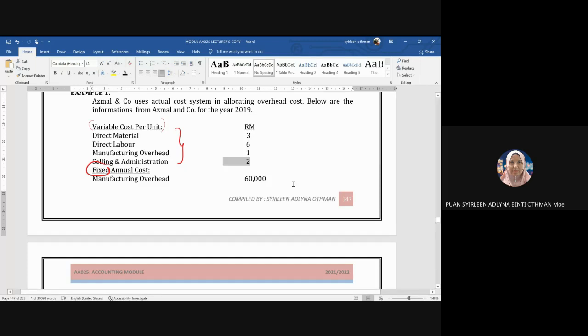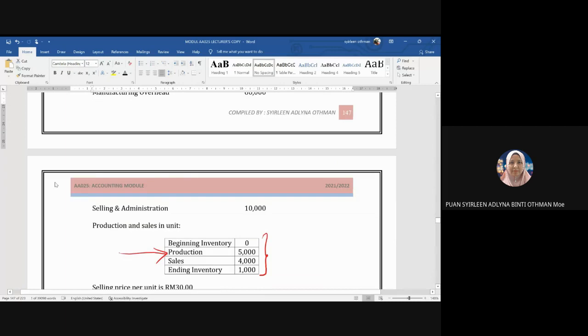So jangan pergi campur pula RM2 ni ya. Walaupun dia masuk dalam variable cost, dia bergerak ikut sales unit, sebab dia under selling and admin. Tapi variable direct material, direct labor, manufacturing overhead, which is your variable manufacturing overhead, yang itu dia masuk dalam product cost dan dia adalah variable cost sebab dia bergerak ikut unit produce. Okay, so the cost driver are different. Kena faham betul-betul dia punya cost driver.